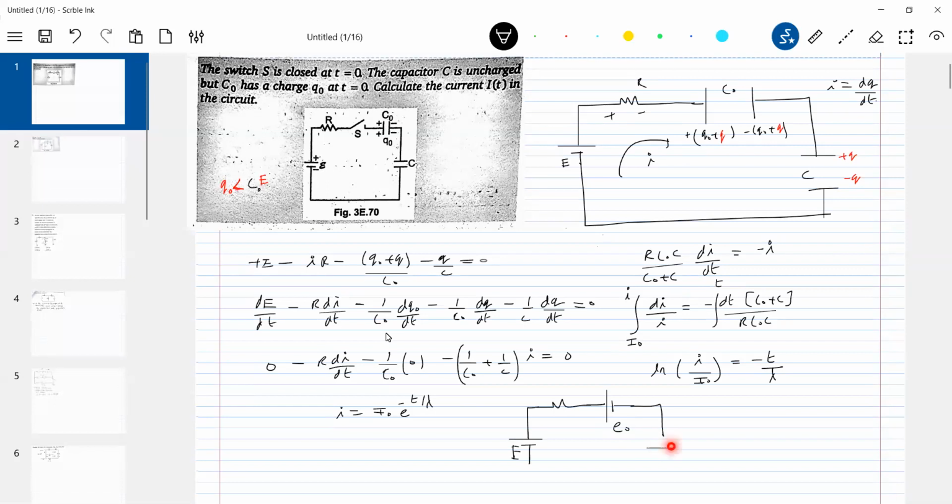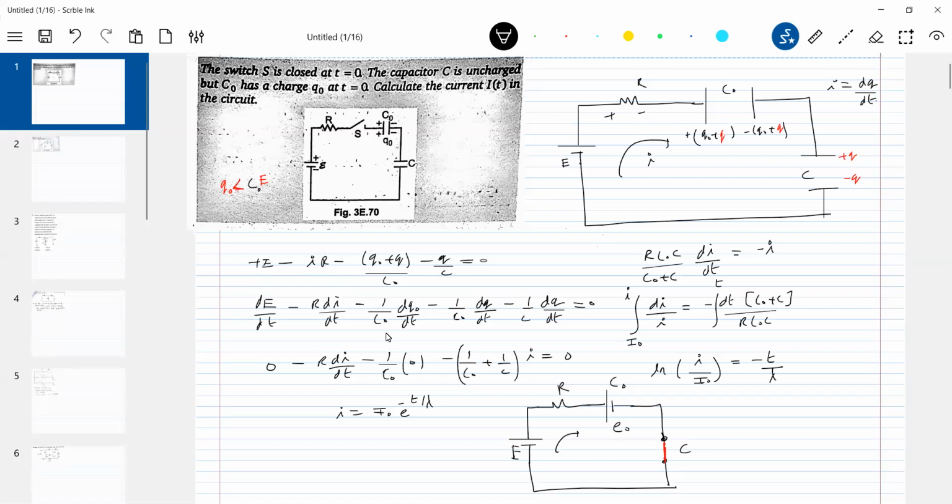So what you have to do: a capacitor, if it is having initial charge, replace with a cell with suitable polarity. A capacitor which is having a zero charge, replace that with a short circuit. If you remember this condition, whether the capacitor is charged or uncharged, you can manage the problem very easily with this method. Look at that initial current.